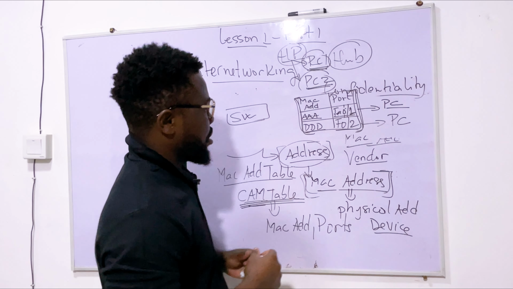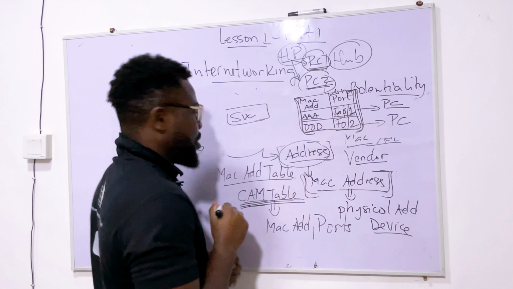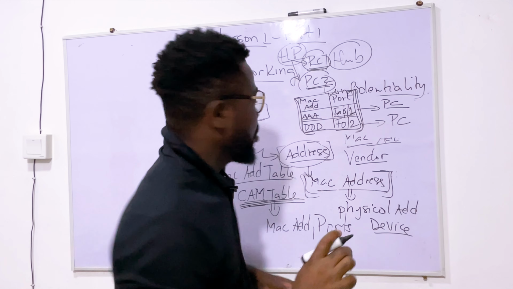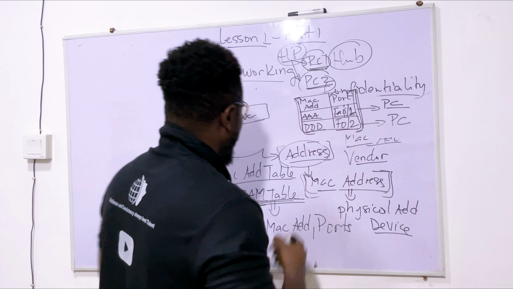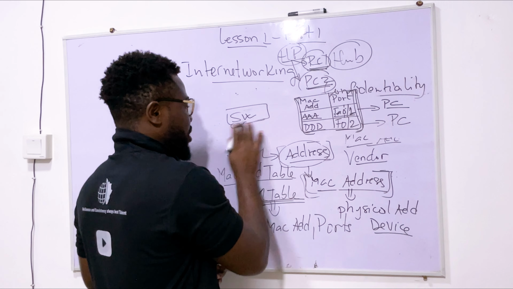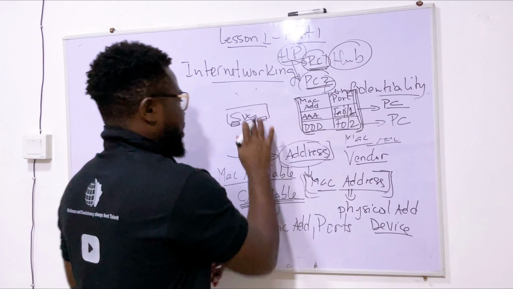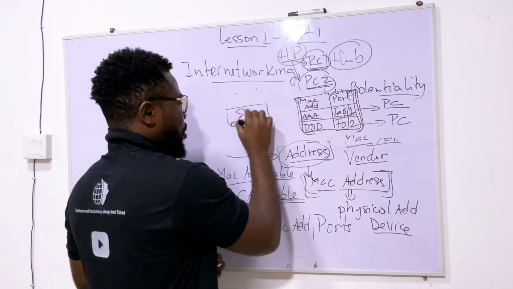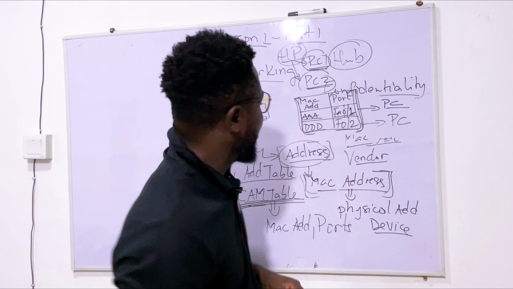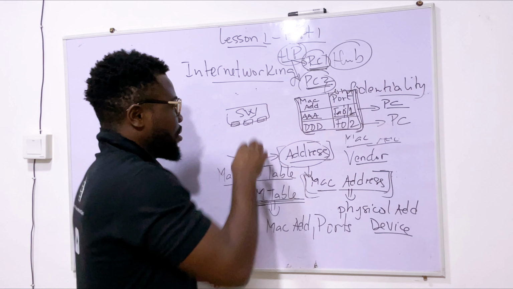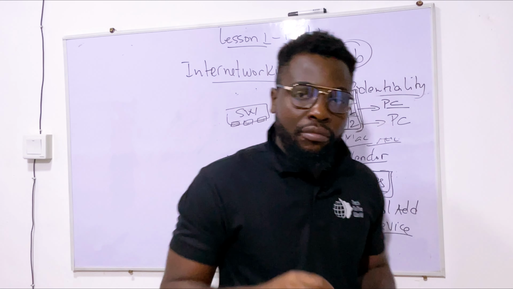Let's proceed. With the switch, we said earlier on, the hub shares what? Bandwidth. But with the switch, it's not the same thing. We also said earlier on, the hub has what? One collision domain and one broadcast domain.